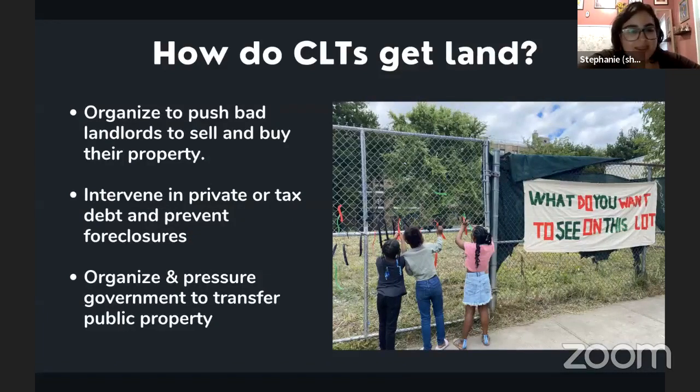So the next big question: how do CLTs actually get land? Well, right now, what we're really organizing around is many of these things. First is to organize and push out bad landlords and get tenants to buy their building together. The second is to intervene in private or tax debt sales that happen and prevent foreclosures. And lastly, it's about organizing and pressuring New York City and New York State to transfer public property that's owned or managed by city agencies and state agencies over to CLTs for the public good.